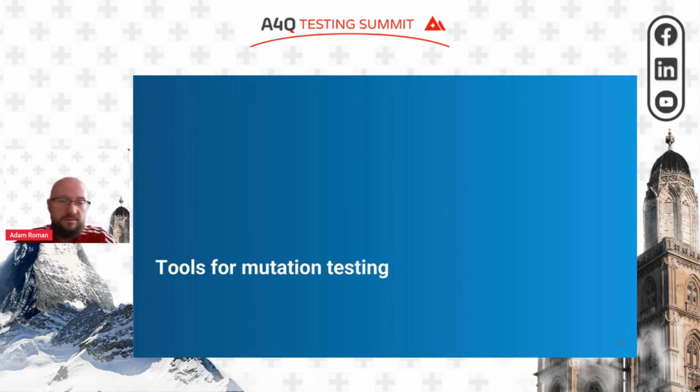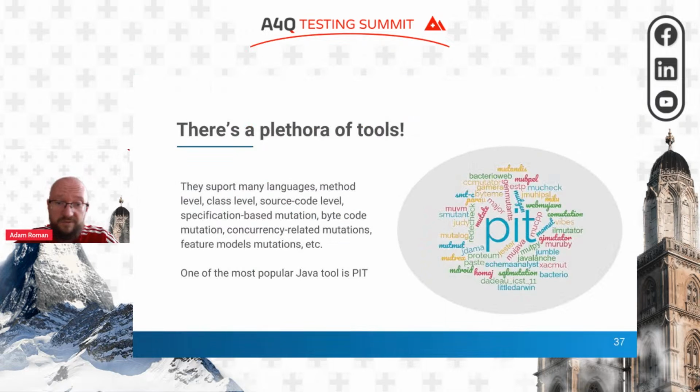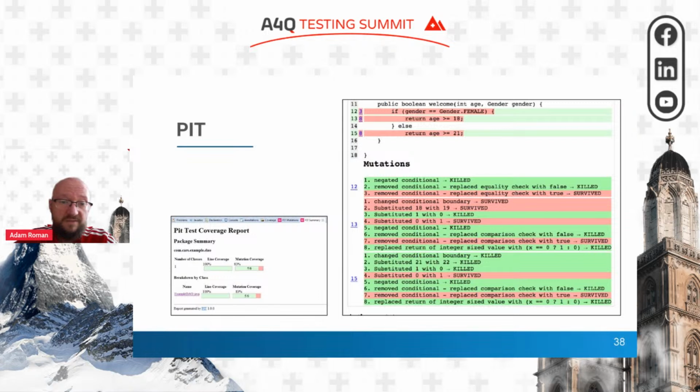And now, at the end of this presentation, I would like to say a few words about tools. There are really a lot of tools for mutation testing. Here is a cloud of words, which are the names of these tools. Some of them are very popular. For example, for Java, there is a very well-known tool called PIT. It can be used by Java developers. It gives us the results in a very nice way. For example, it reports where the mutants were inserted and what these mutants were. You can see it in this figure.